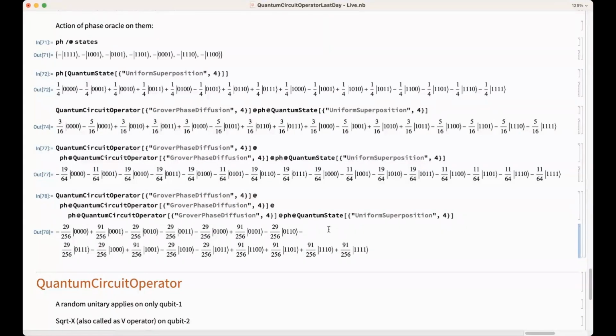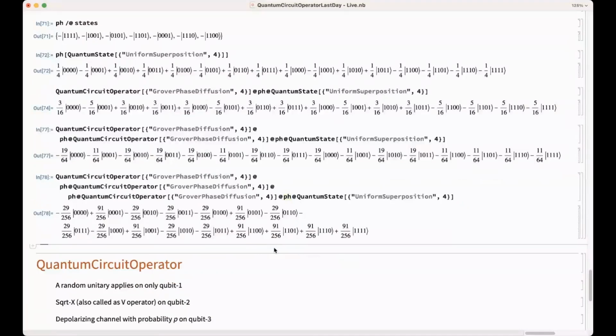But again, remember, whenever you see a repetition or iteration of any algorithm in the literature, it's very important to understand which part is repeated. Is it only the diffusion part, or including the oracle? That's a tricky part. I'm sure you can explore it on your own.